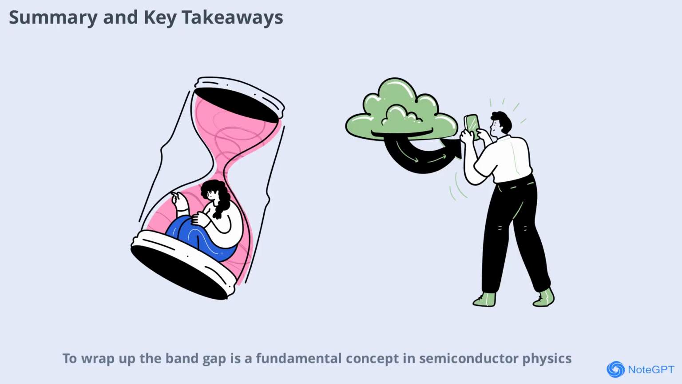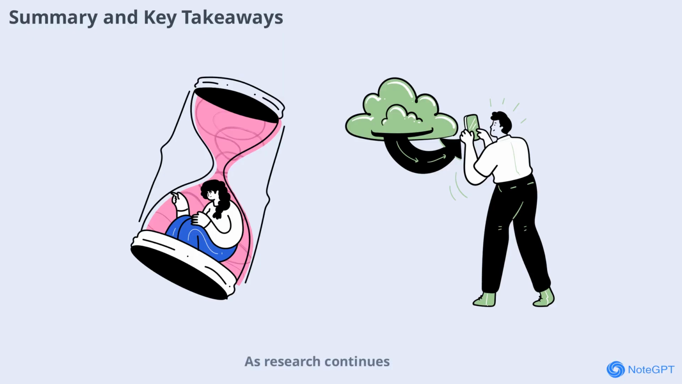To wrap up: the band gap is a fundamental concept in semiconductor physics, shaping the behavior and applications of countless electronic devices. From computers and smartphones to solar cells and sensors, understanding and engineering the band gap is at the heart of modern technology. As research continues, the possibilities for new materials and devices are virtually limitless.